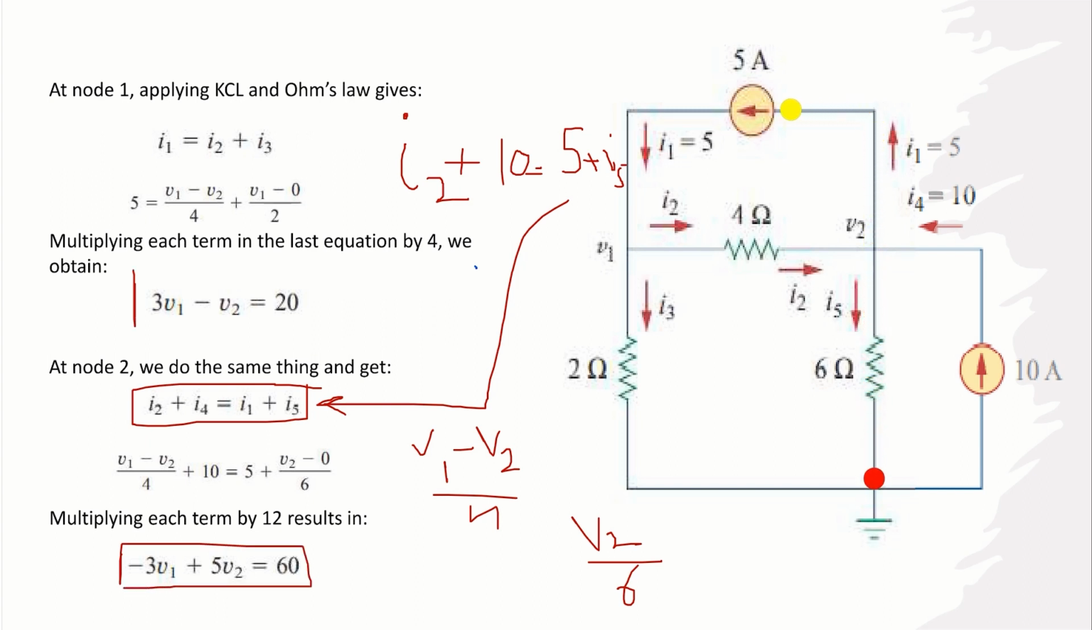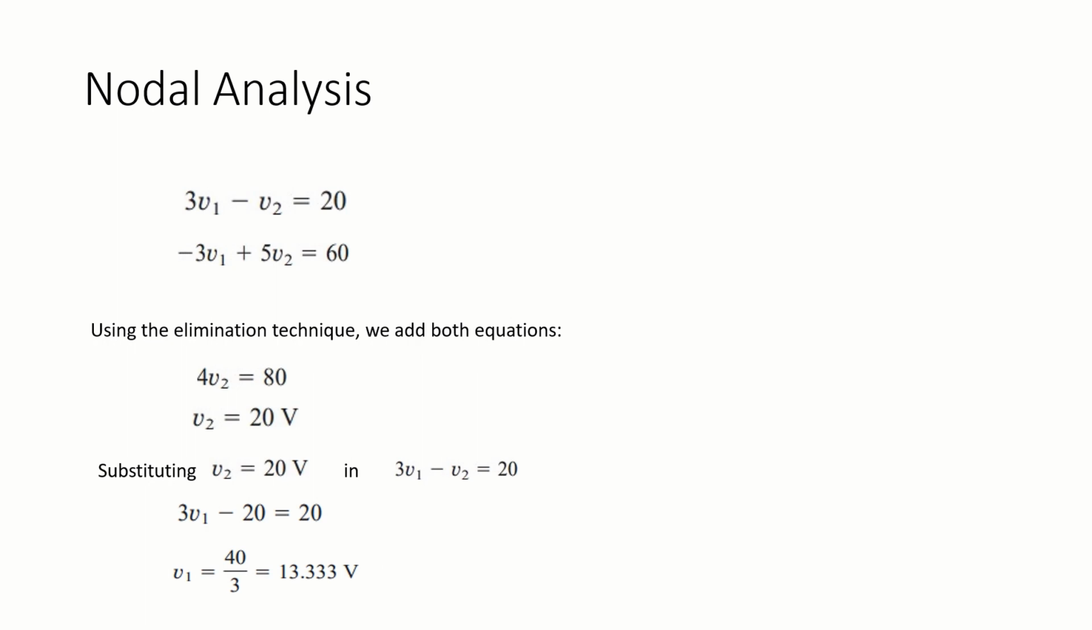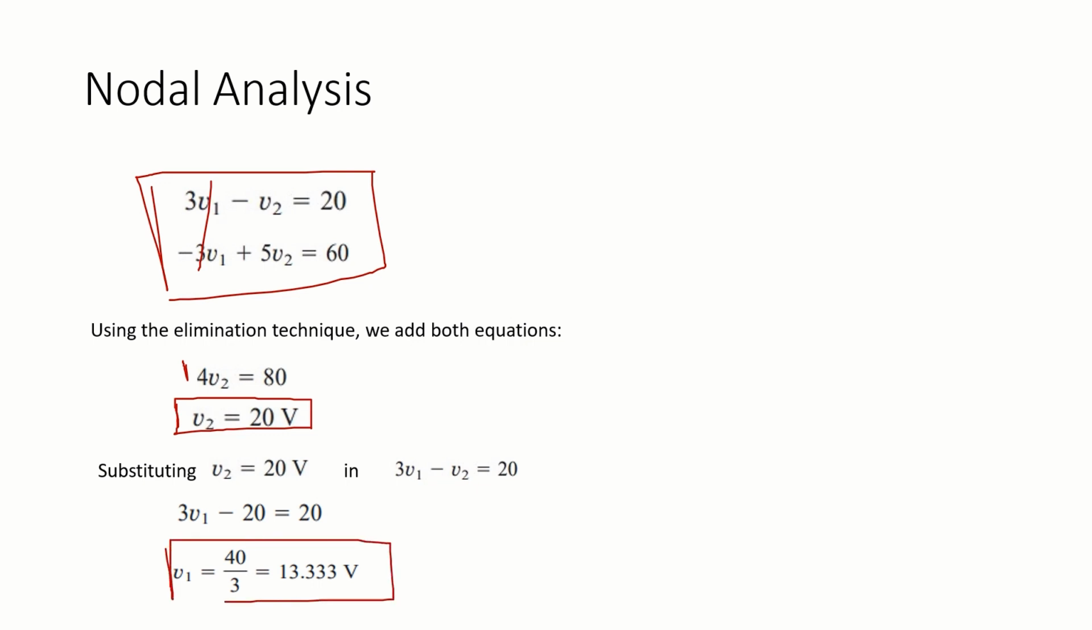We had 3V1 minus V2 equals 20, the equation 1 from node 1, and we have minus 3V1 plus 5V2 equals 60 as equation 2 from node 2. As 3V1 and minus 3V1 are the same magnitude, we can just simply add them up and the 3V1 will cancel out and we are left with this equation, which can be further simplified to find the value of V2, that is 20 volts. And we can simply substitute in any of these equations and find the value of V1, that is 13.33 V.